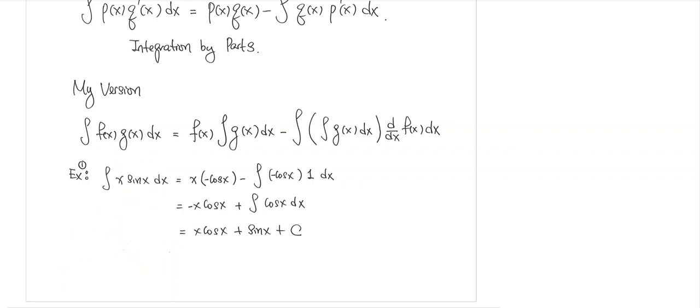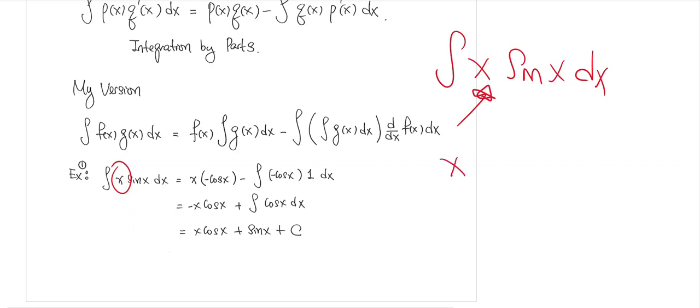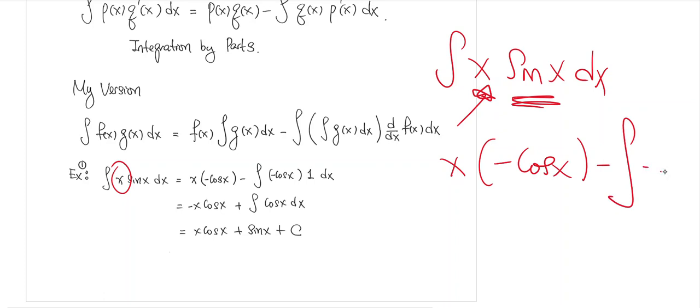Now, the first obvious question is, how the hell do you know that we should fix this? Right? How do you know that this is the one that you fix? This is the one that you are going to fix, not doing anything, and then integrate this guy, give this, and then minus, and then integral, blah, blah, blah, and so on and so forth.